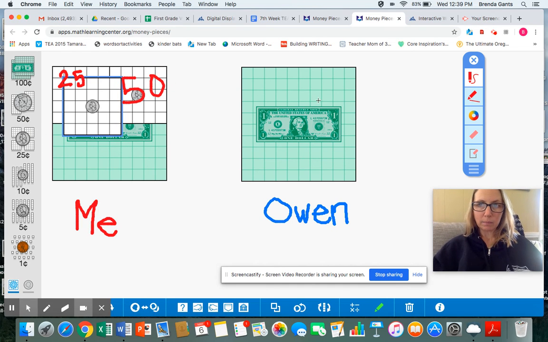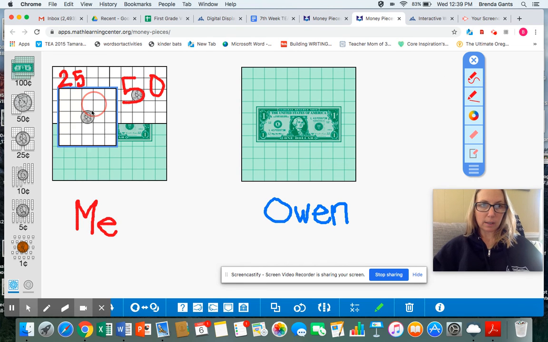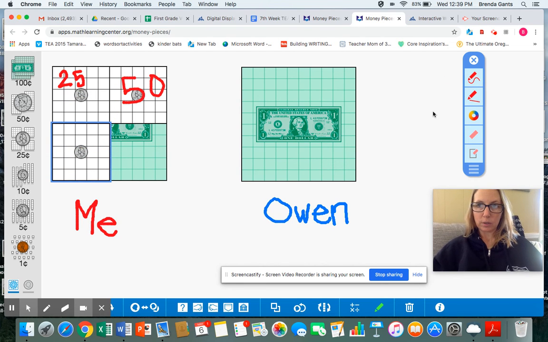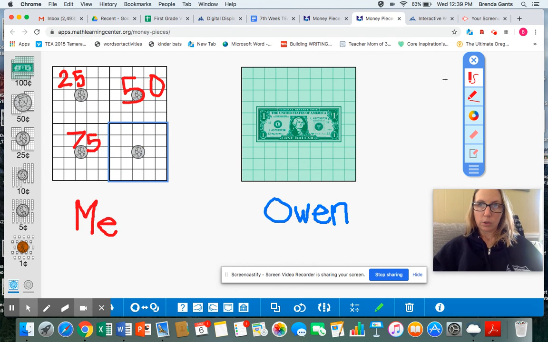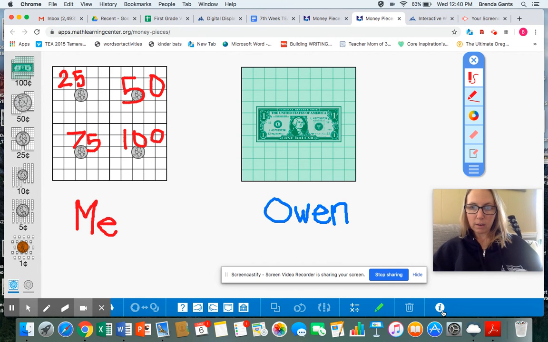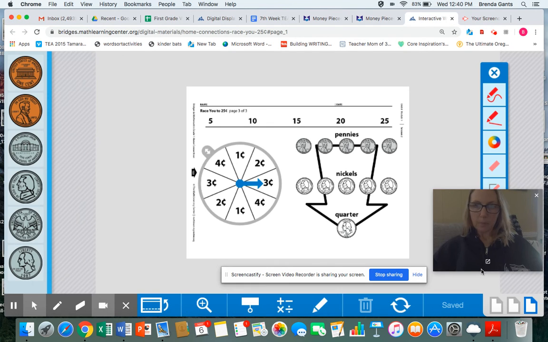If I win it again, I'm going to put my pen down so I don't accidentally draw on it. I'll be up to 75. Okay, and if I win it one more time than that, I would be all the way up to 100. So that is how to do it if you want to race all the way to $1. 25, 50, 75, $1.